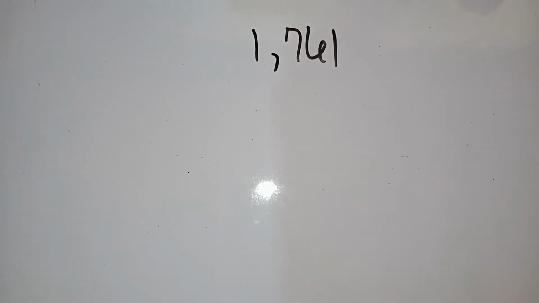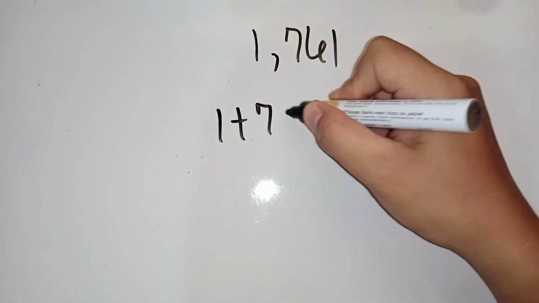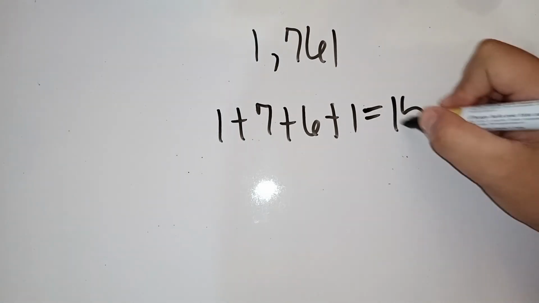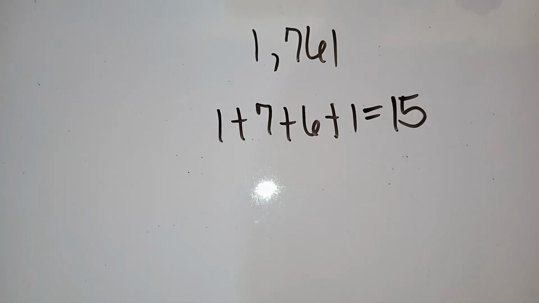Another example, we have 1761. To test if 1761 is divisible by 3, all you have to do is add all the digits of this number. So we have 4 digits: 1, 7, 6, and 1. If you add these numbers, the sum is 15. Is 15 divisible by 3? Yes, that's correct. Therefore, if the sum of the digits of this number is divisible by 3, 1761 is also divisible by 3.